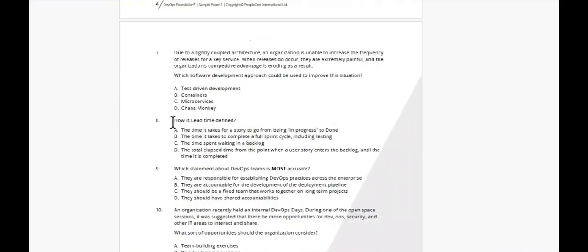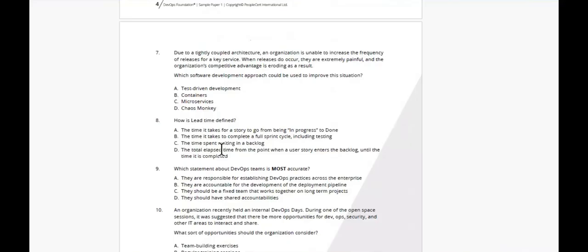Okay, 8. How is lead time defined? Okay, the time it takes for a story to go from being in progress to done. So lead time is from one point in the value stream to another point. So that does make sense. Okay, let's look at B. The time it takes to complete a full sprint cycle, including testing. That's more like cycle time, the time within a stage. So I don't like B. C, the time spent waiting in a backlog. No, that's wait time, so not C.